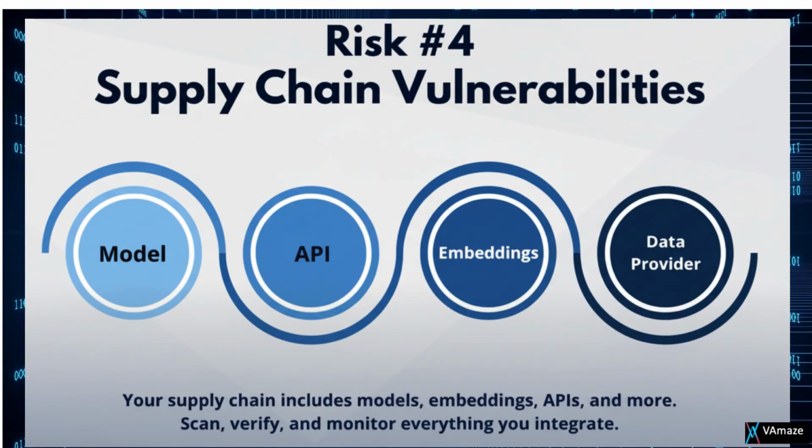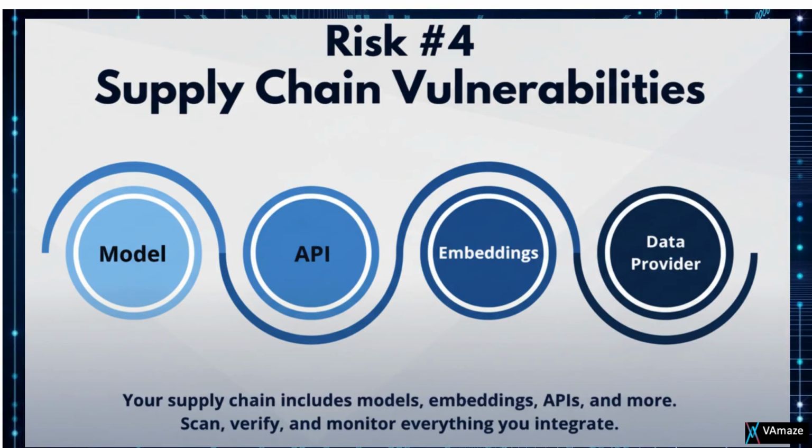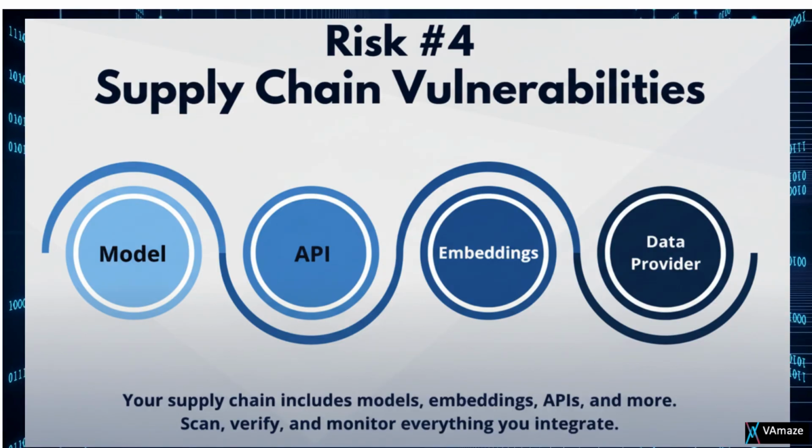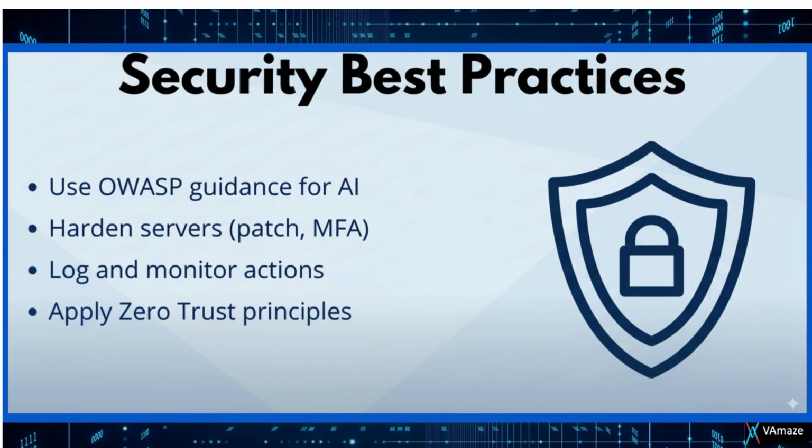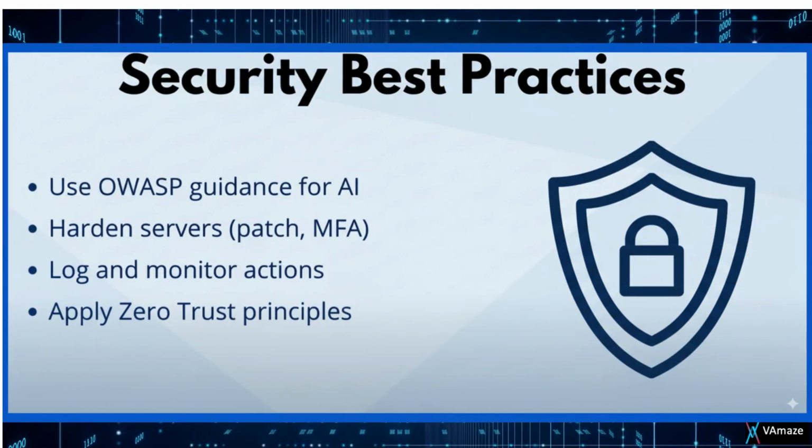Supply chain security. When building AI systems, your supply chain isn't just code. It includes models, embeddings, APIs, and context providers. Before integrating any component, verify its source, use secure deployment pipelines, scan for vulnerabilities, and monitor for changes continuously. Remember, MCP inherits your environment's existing security posture. So the stronger your overall setup, the safer your MCP implementation will be. Here are a few essentials to include.